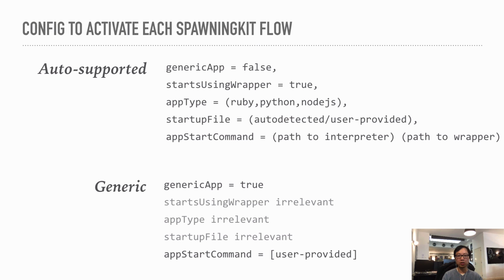And here's the configuration to activate the different Spawning Kit flows. For the generic flow, we just need to set the generic app field of the configuration object to true, and to set the app start command field to the user provided value. Most of the other config in the object then becomes irrelevant in the generic flow.